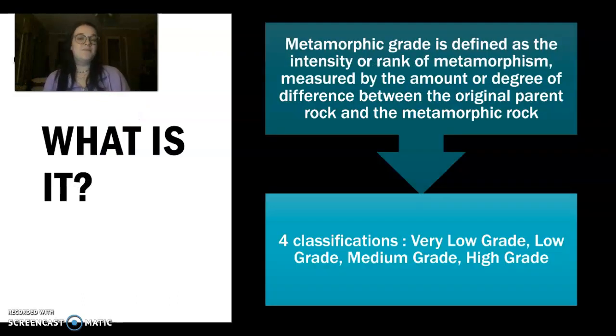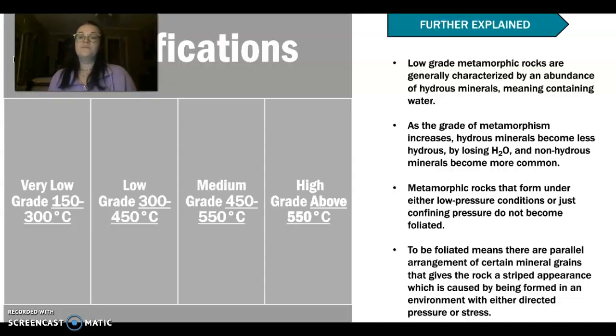So what is it? Metamorphic grade is defined as the intensity or rank of metamorphism measured by the amount or degree of difference between the original parent rock and the metamorphic rock. Geologists have 4 classification levels, which are very low grade, low grade, medium grade, and high grade. The classifications differ based on temperature.